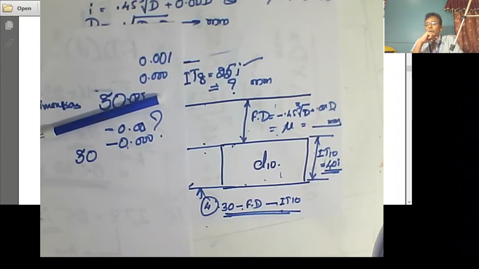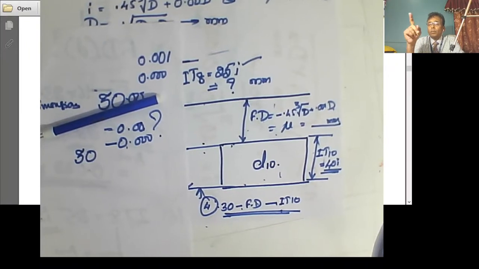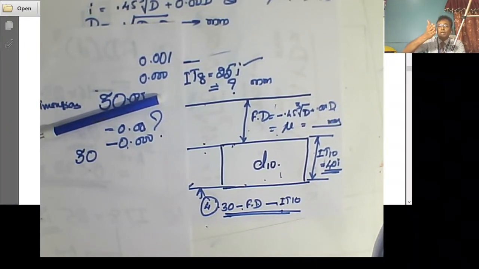I think the point is very clear now. We have to take the previous diameter. Yeah, Anant, you are right. We have to consider this if it is exactly falling on the line.